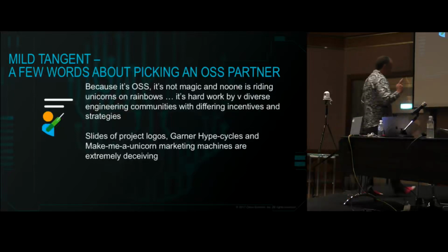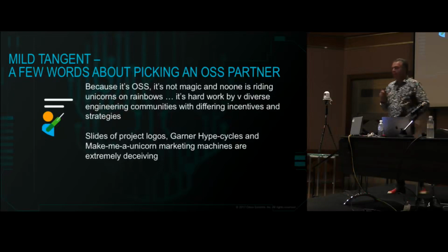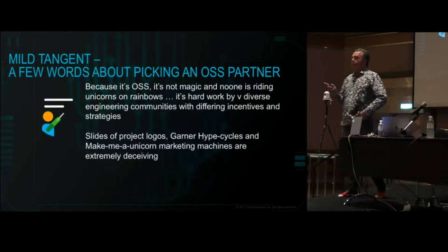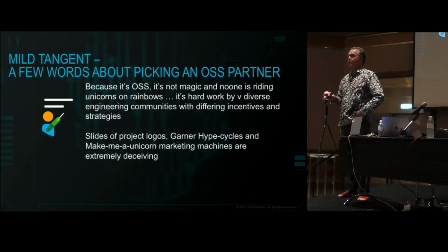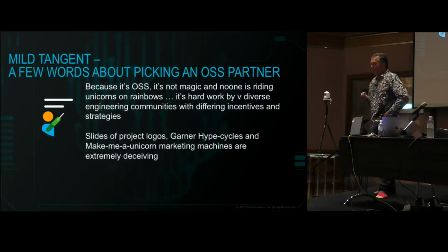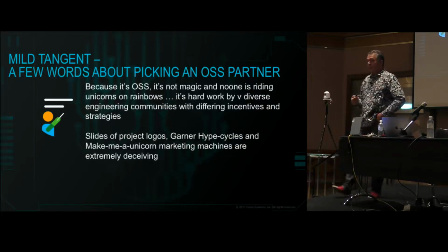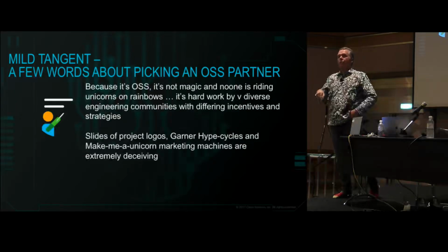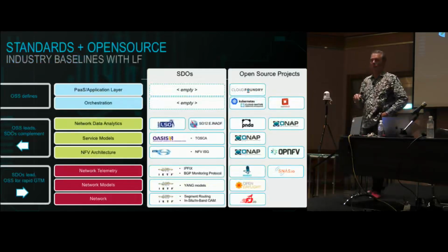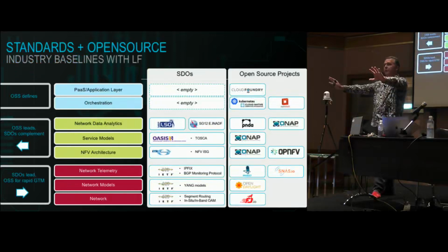But a mild tangent at this point, which is how to pick an open source partner. No matter what you hear in marketing or whatever the case might be, and even in this conversation, because it's open source, it doesn't mean it's magic. Nobody's riding unicorns over rainbows just because it happens to be open source. Remember, it's just code, which means it's the output of people's extremely hard work to solve a problem. And there's a number of startups, certainly where I'm from in Silicon Valley, banking on becoming a unicorn based upon the Gartner hype cycle associated with that open source community. So beware.